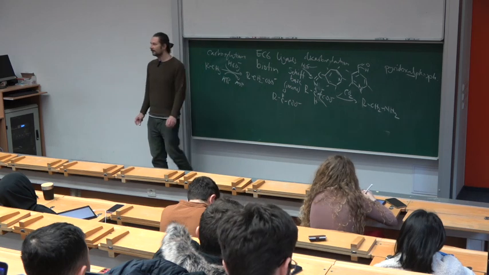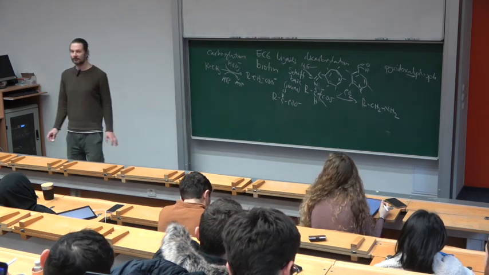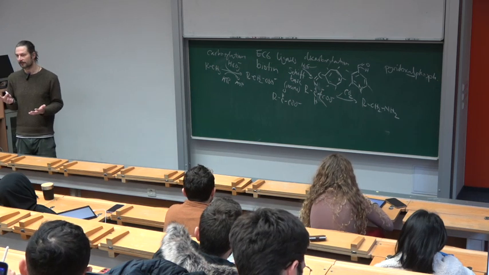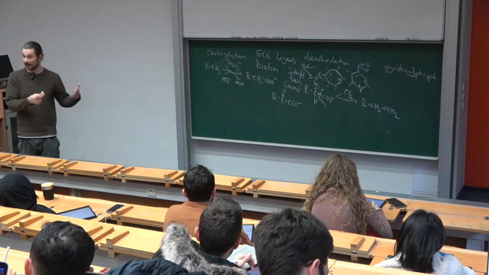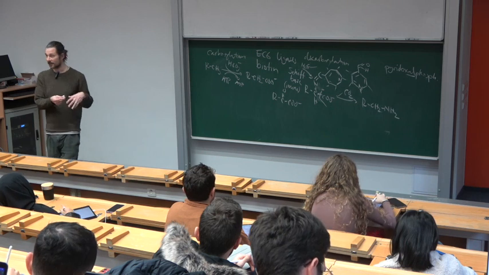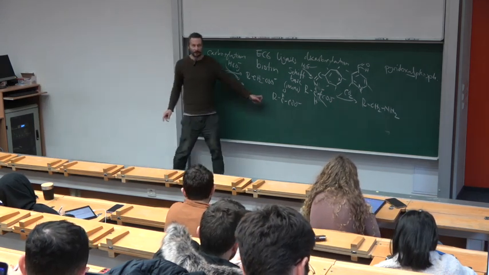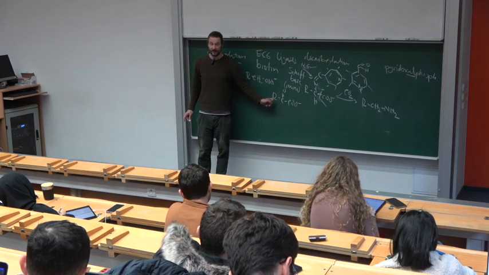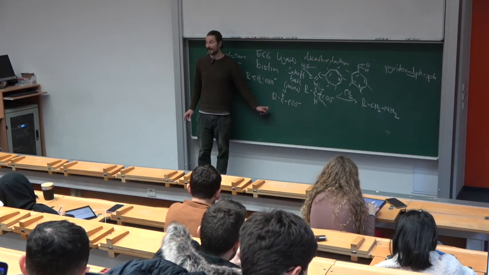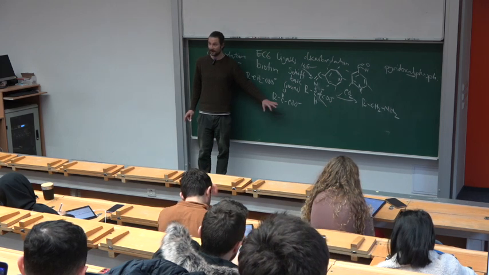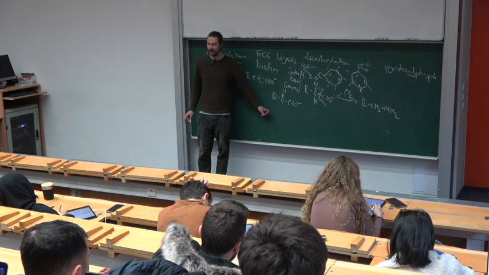Does anyone know any alpha-oxo acid? Yeah, pyruvate is an alpha-oxo acid. And we'll see other ones next week, like ketoglutarate. So the decarboxylation of alpha-oxo acids is actually chemically really difficult. They don't really want to decarboxylate for some reasons.